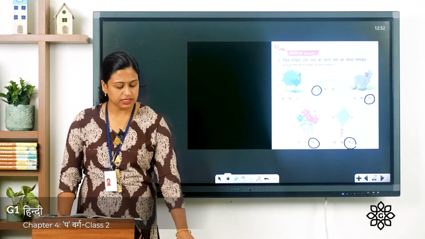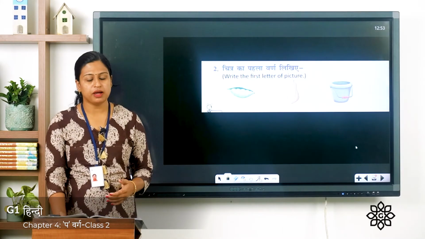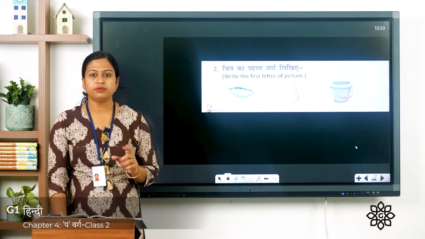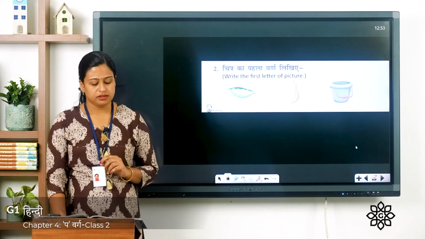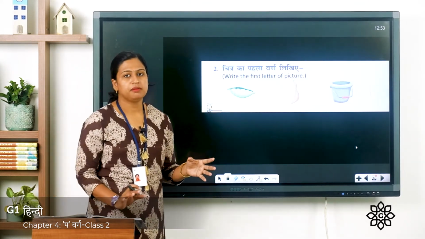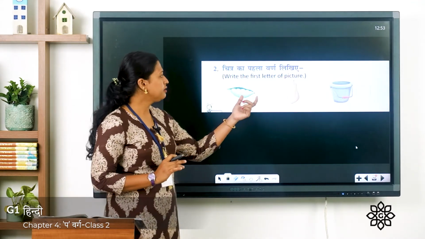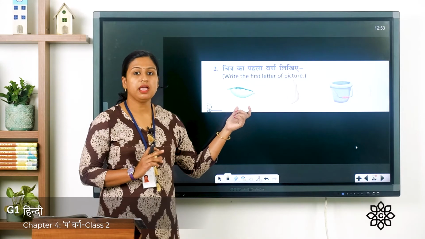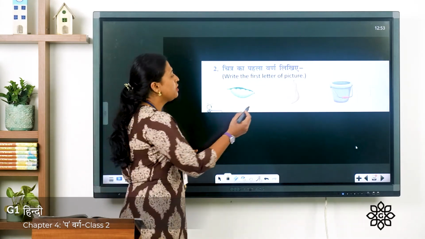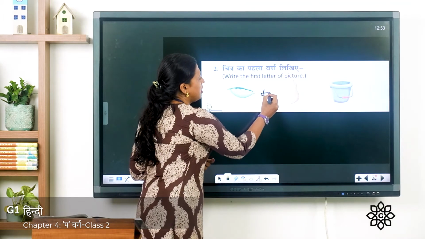Now let's move to the second exercise. That is chitra ka pehla varna likhiye. So you have to write the first letter. This picture is of peas. In Hindi we say matar. So which letter will come here? Ma say matar. Ma. So you have to write ma. And this is the way to write ma.